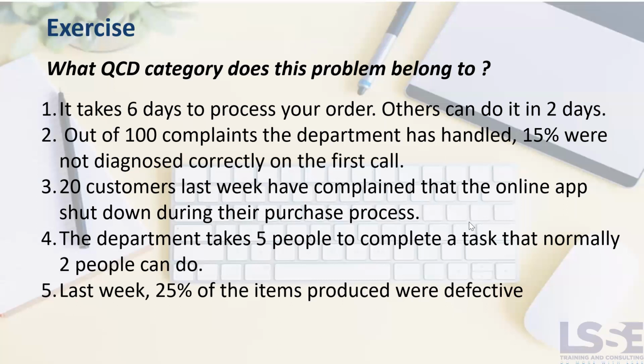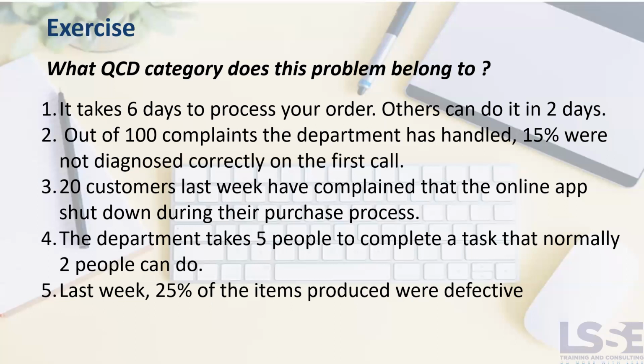Third one. 20 customers last week have complained that the online app shut down during their purchase process. What do you think is this type of problem? Is the problem quality, cost, or delivery? Any guess? Actually, this one is more on quality. It's the perception of the customer, the thought process of what they did. So here we'll look at the quality of your online app, the number of shutdowns.